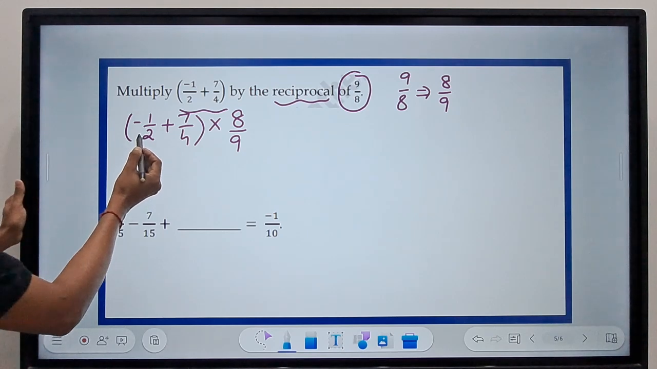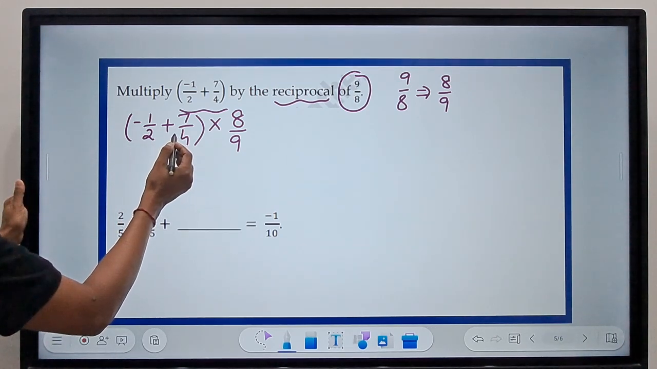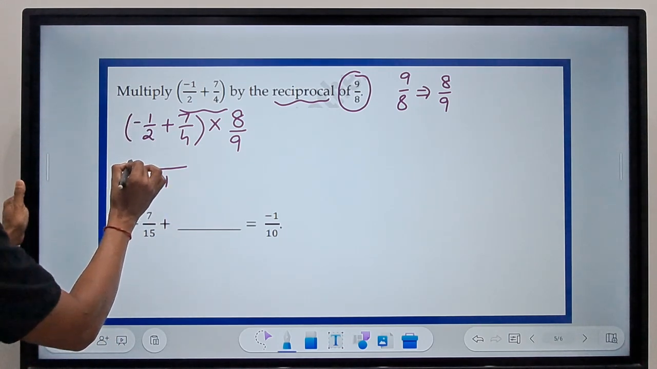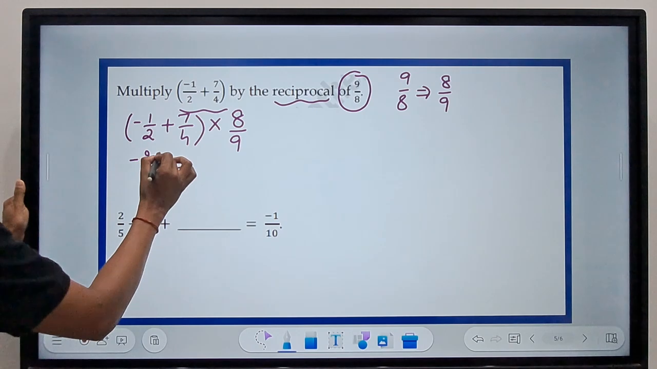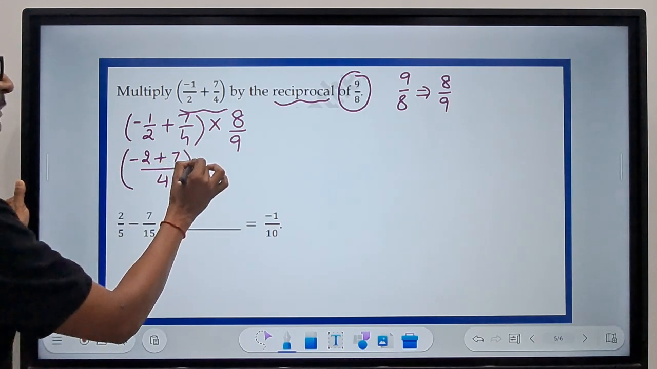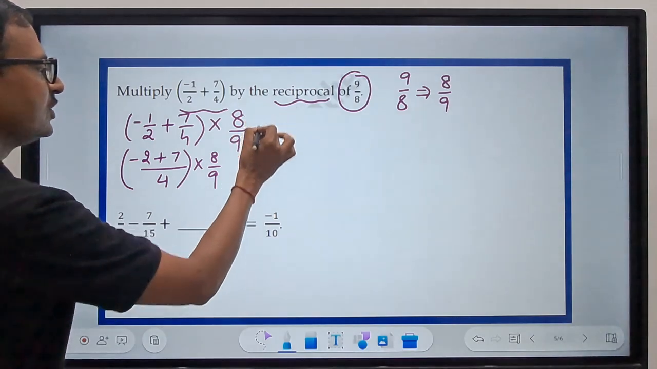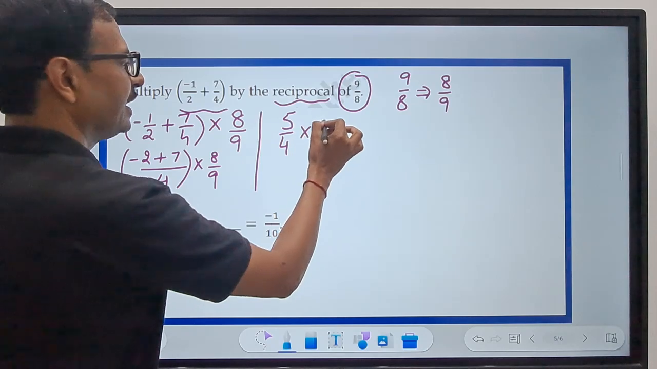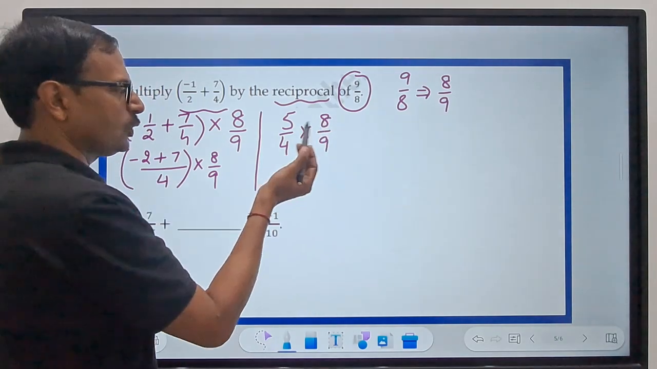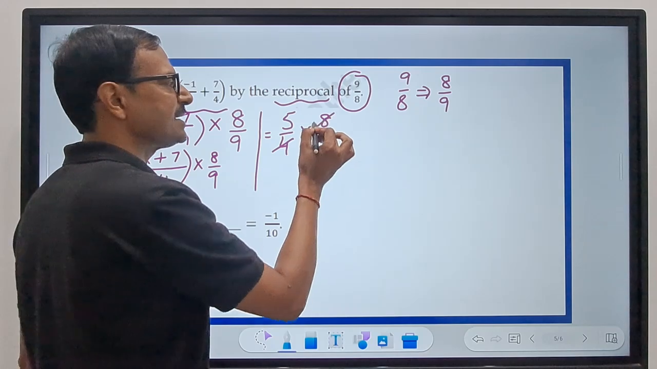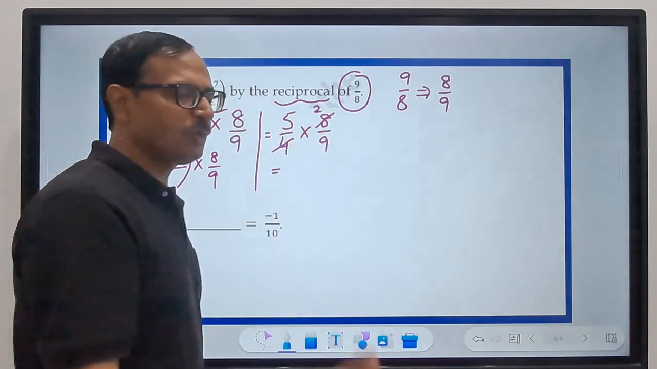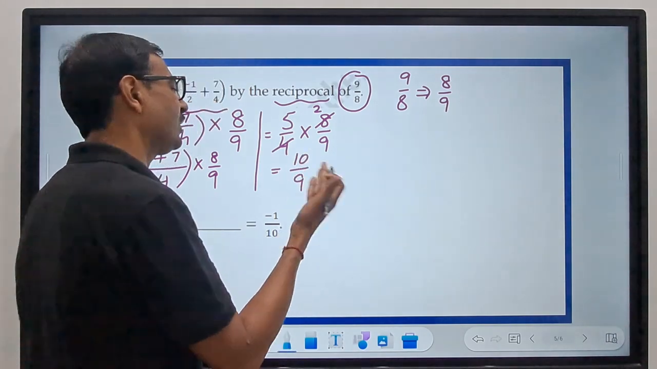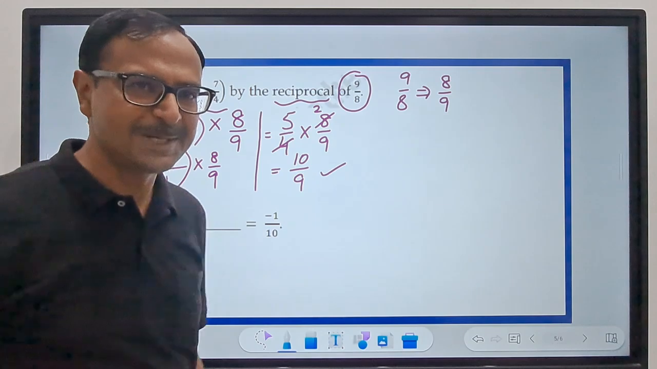Again here, 2 and 4 are not co-prime. So we have to have a common denominator, 4. 4 divided by 2 is 2. When you multiply this by 2, you get minus 2 and plus 7. And then multiply it by 8 by 9. So what is the next step? 7 minus 2 is 5, right? So 5 by 4 multiplied by 8 by 9. So you can cancel the common factors, like 4 cancels 8 2 times, and the rest of it will give you the final answer for the question, which is 5 2s are 10 upon 9, or you can write it as a mixed number, doesn't matter, right?